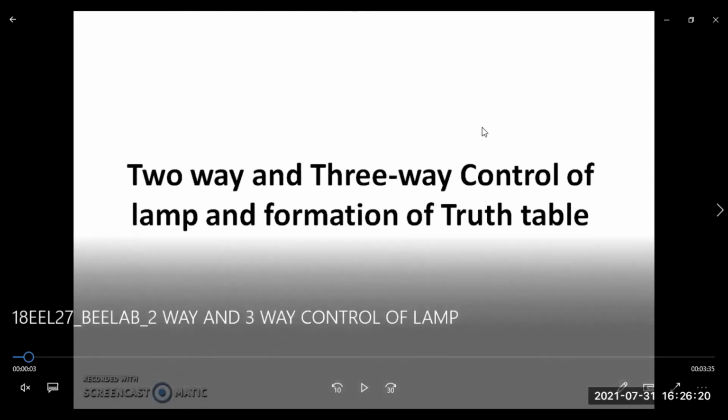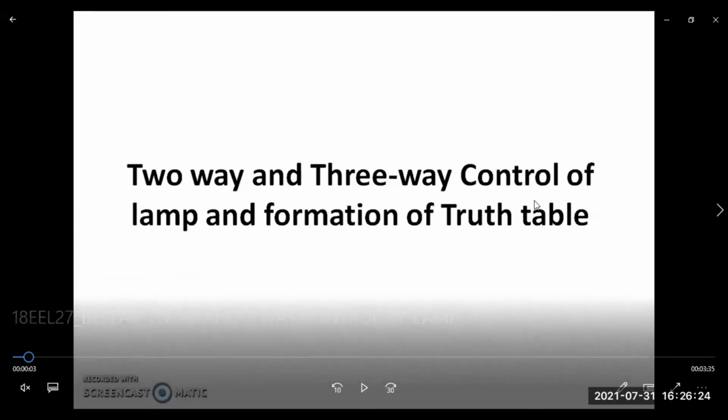If I talk about the three-way control of lamp, we are having three switches. The main two switches will be there. In addition to that, one more switch is also known as intermediate switch. Such kind of arrangement is known as three-way control of lamp. Three-way control of lamp is mainly used in godown. So it is also known as godown wiring.